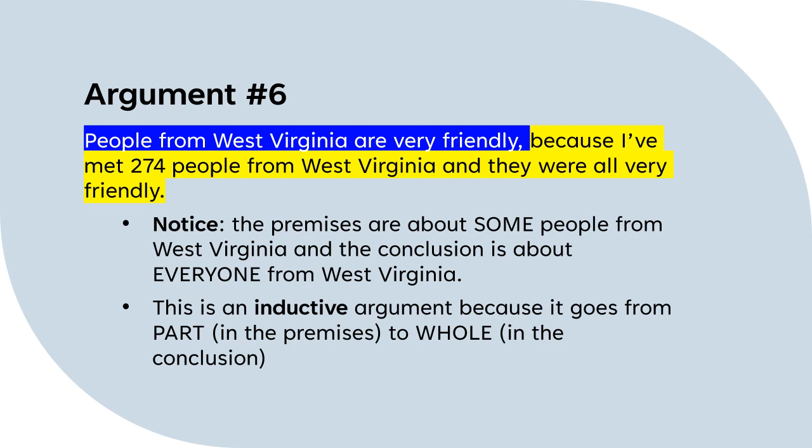Another argument. People from West Virginia are very friendly. Why? Because I've met 274 people from West Virginia, and they were all very friendly. Okay, notice. In the premises, we're talking about some people from West Virginia. Namely, we're talking about 274 of them. In the conclusion, we're talking about all the people from West Virginia. The whole, right? So we're going from part in the premises to whole in the conclusion. So this is inductive.